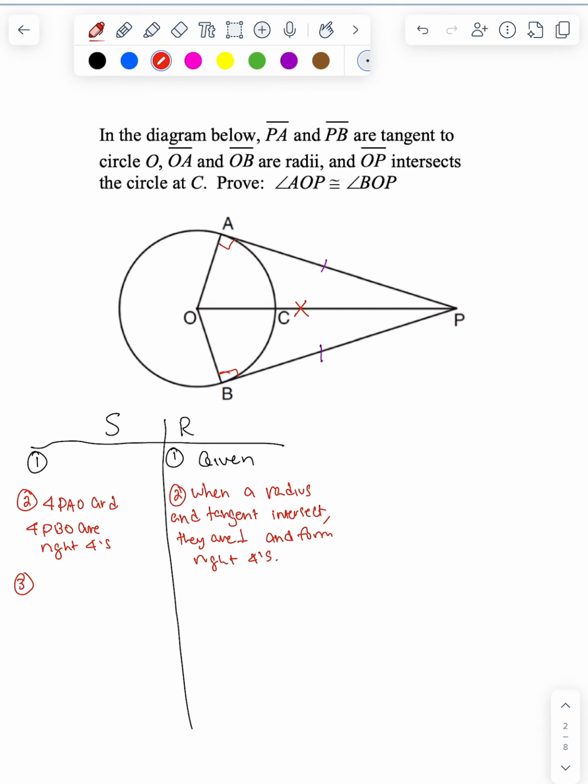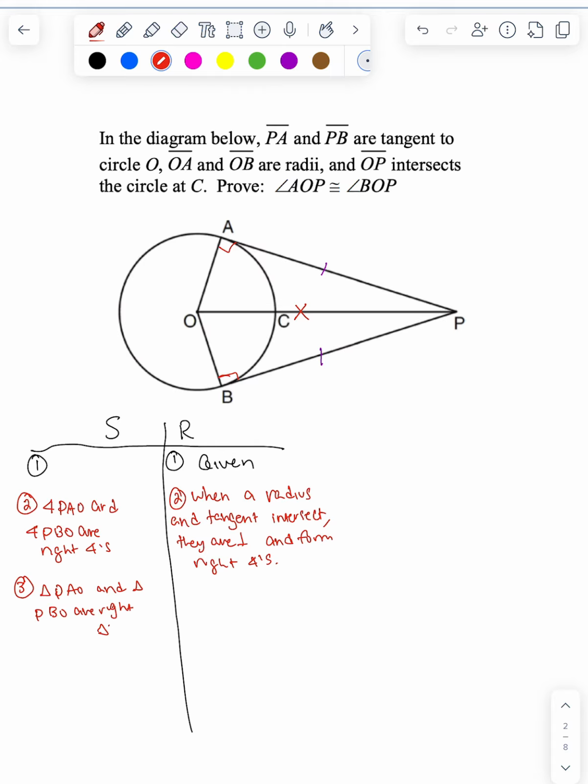So now I can say that triangle PAO and triangle PBO are right triangles because a triangle with a right angle is a right triangle. And that's needed for HL because I know from planning my proof that I'm going to be using HL. And for HL, you do need right triangles. So that does need to be stated in your proof that you have right triangles.